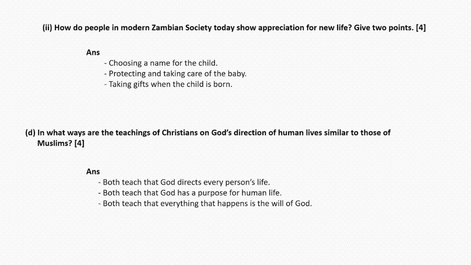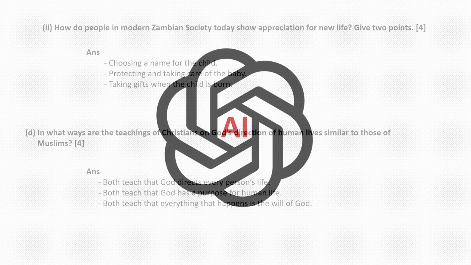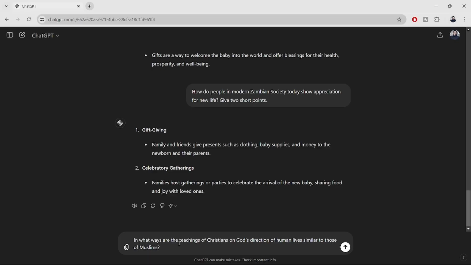So number one is both teach that God directs every person's life. And then both Christians and Muslims teach that God has a purpose for human life. Finally, both teach that everything that happens is the will of God. So let's see what ChatGPT or AI will give us. So again, I've pasted the question there.